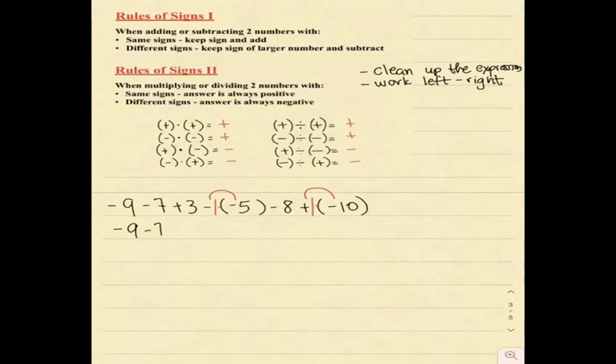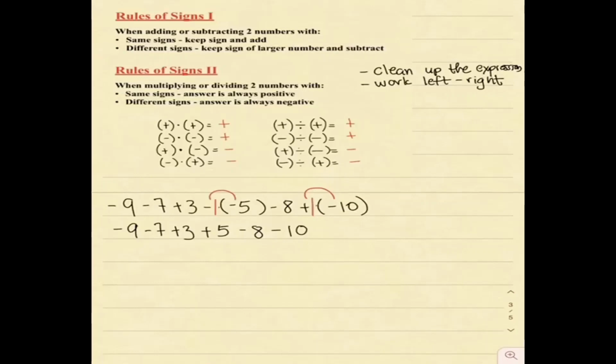We have negative 9 minus 7 plus 3. Now I have negative 1 times negative 5. Those are two numbers with the same sign multiplying each other. It's going to be positive. 1 times 5 is 5. Now I have minus 8. And now I have positive 1 multiplying negative 10. Those are two numbers with two different signs. The answer is negative. 1 times 10 is 10. So now I see that I don't have any more numbers in parentheses. I don't have any more multiplication. So I'm just going to keep working with the rules of signs.